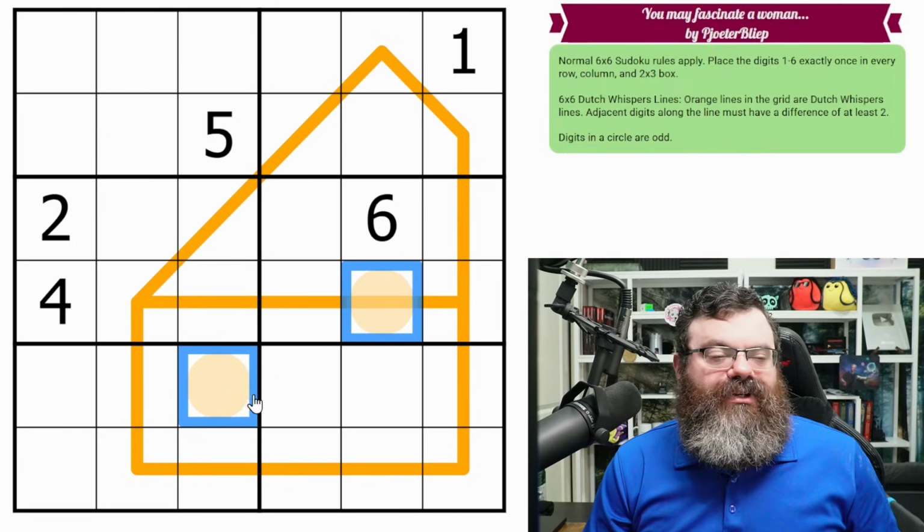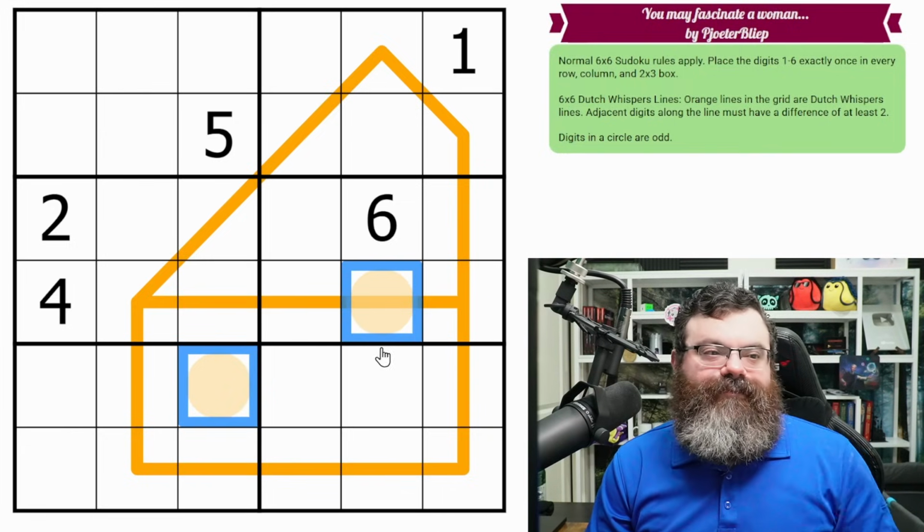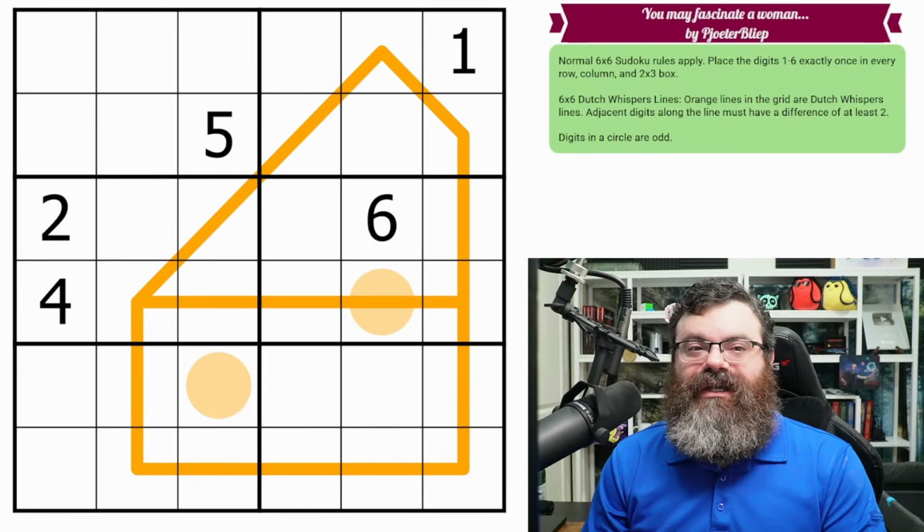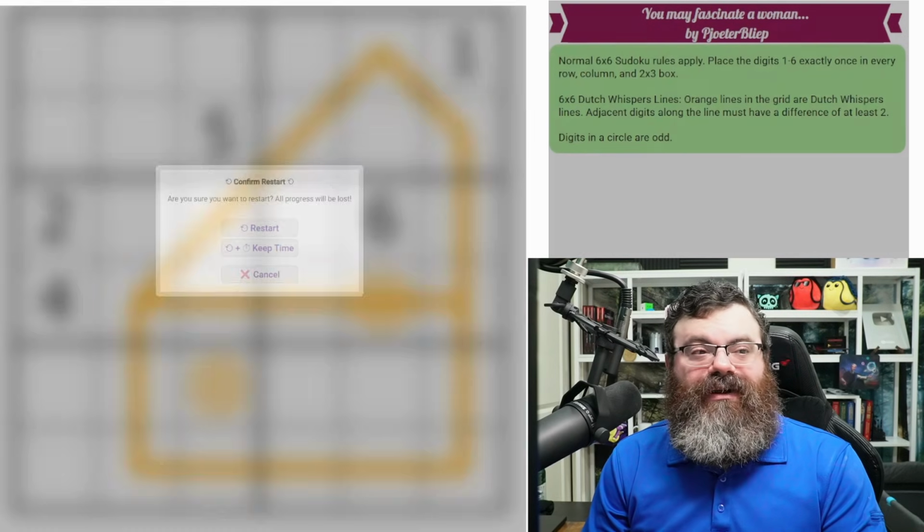And then we also have these two circles in the grid. They are odd digits, 1, 3, or 5. And that's it. Those are the rules. There's a link in the description if you'd like to try the puzzle yourself. And I'm going to get started right now.